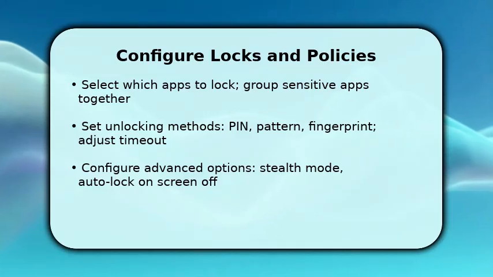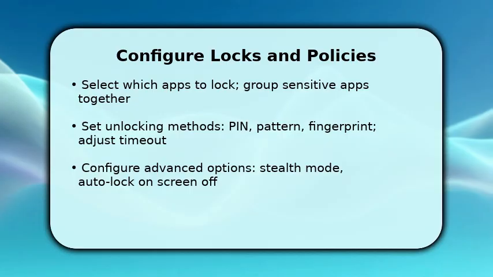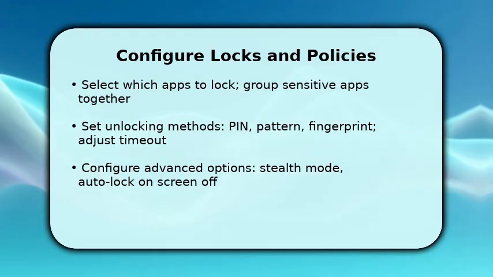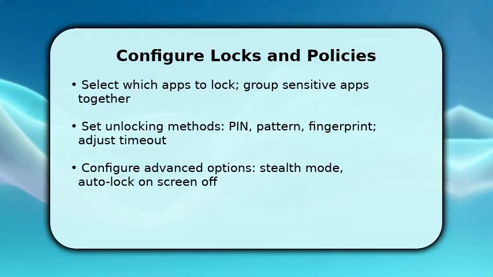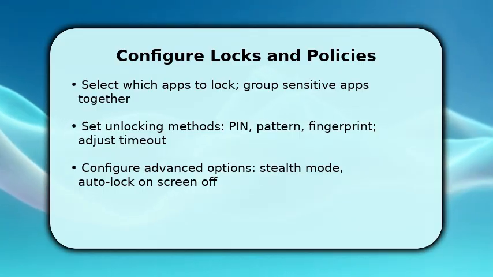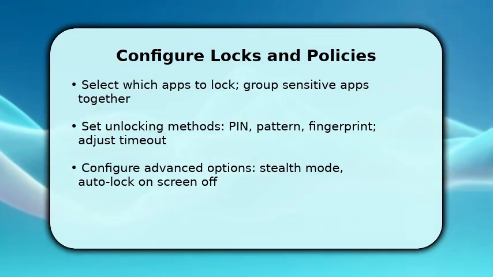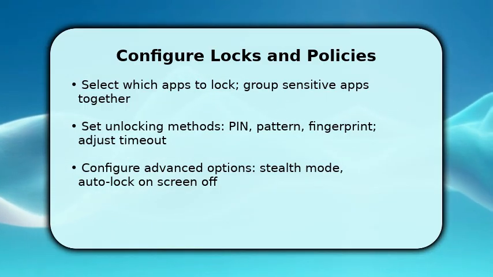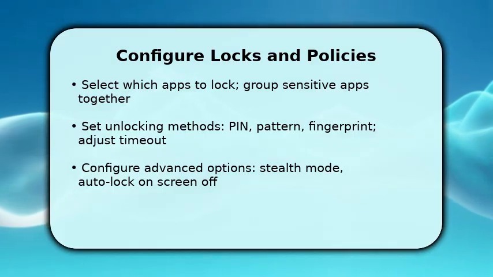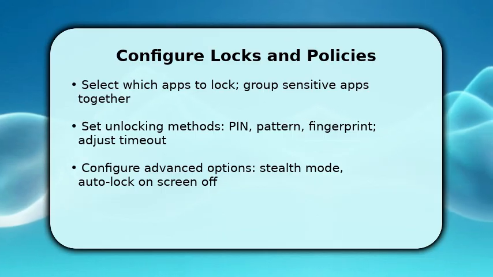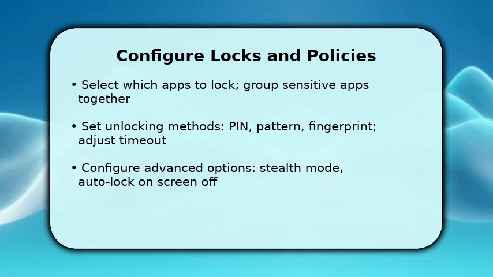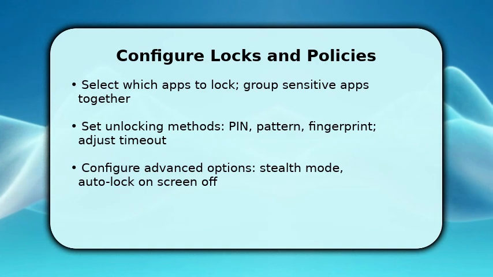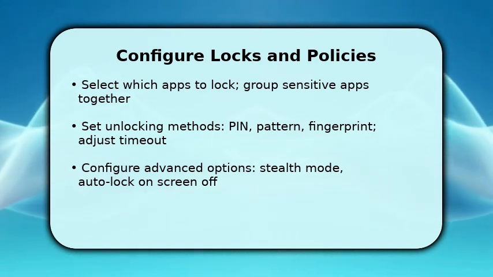Now you configure exactly what gets protected and how. Start by selecting sensitive apps, banking, email, photos, and any messaging apps, and use groups to speed future changes. Choose unlocking methods, PIN for visitors, fingerprint for quick access, and set a sensible auto-lock timeout so locks engage after brief inactivity. Then enable safeguards like stealth mode, prevented uninstalls, and auto-lock on screen off. These controls reduce false unlocks and ensure consistent protection across use scenarios.